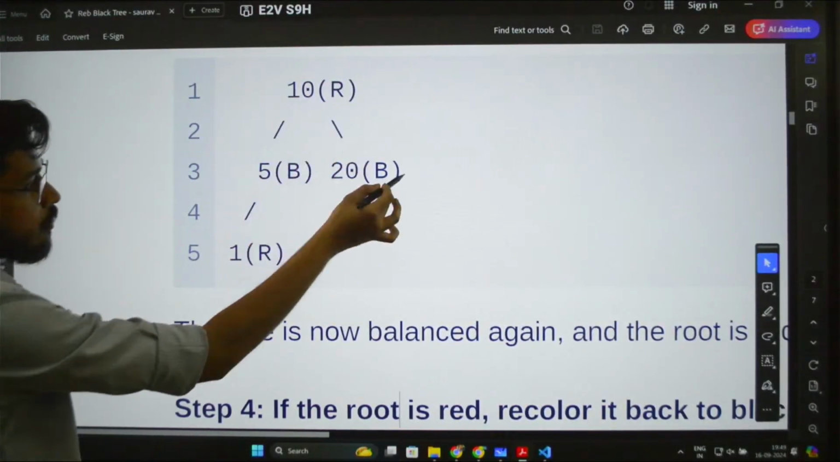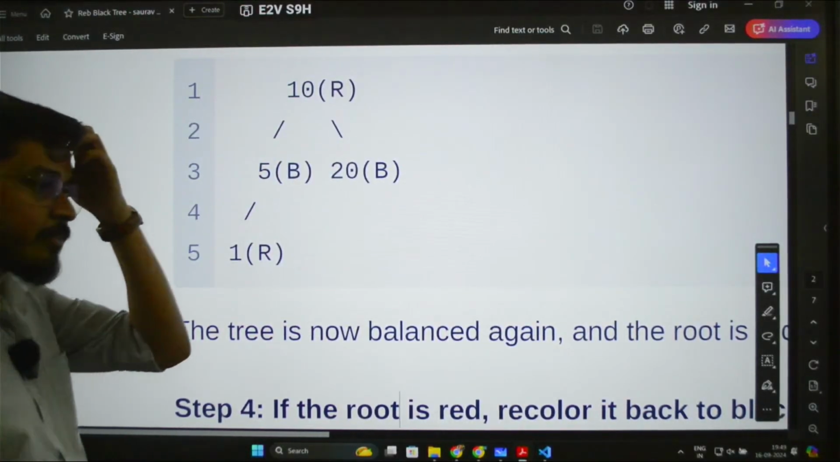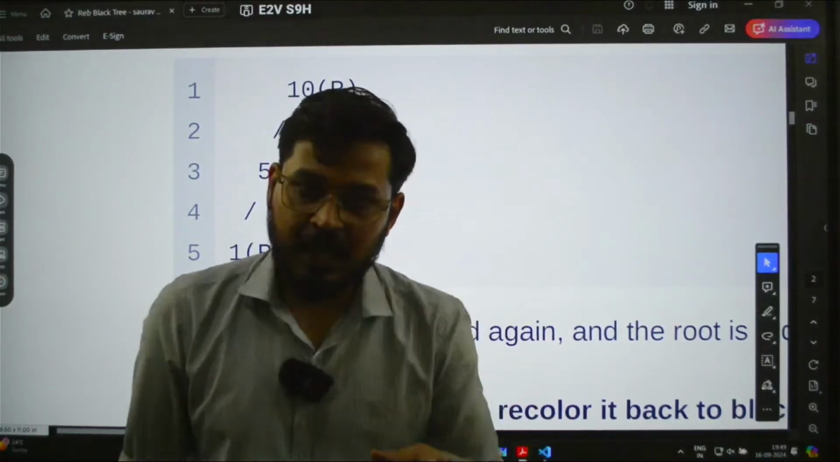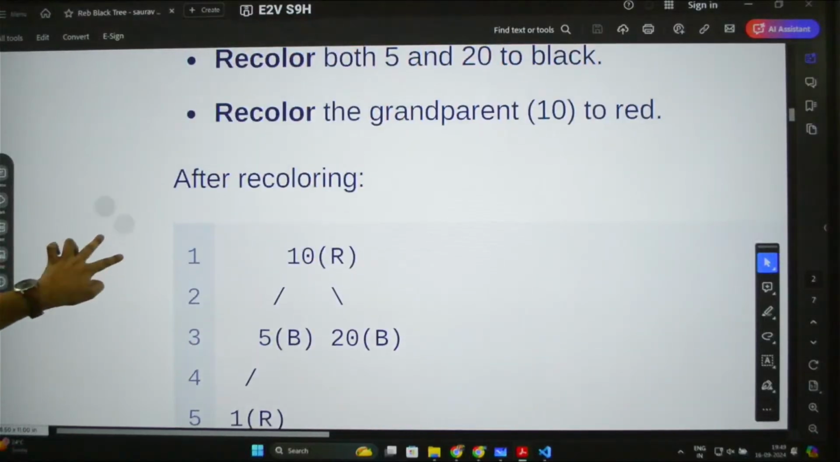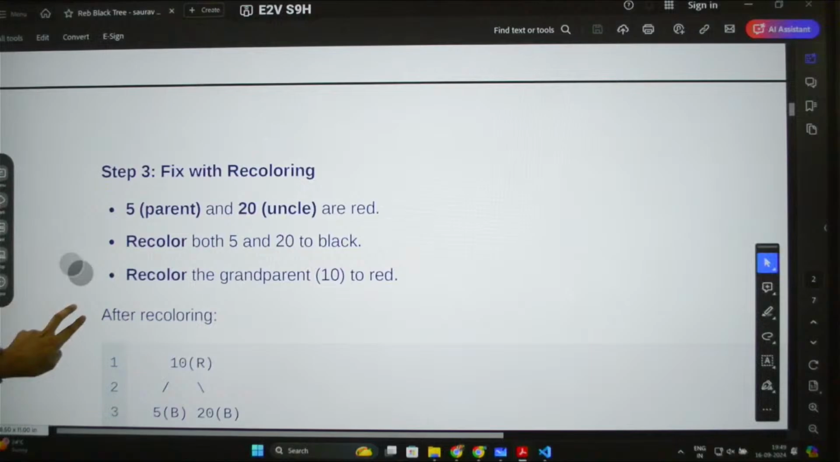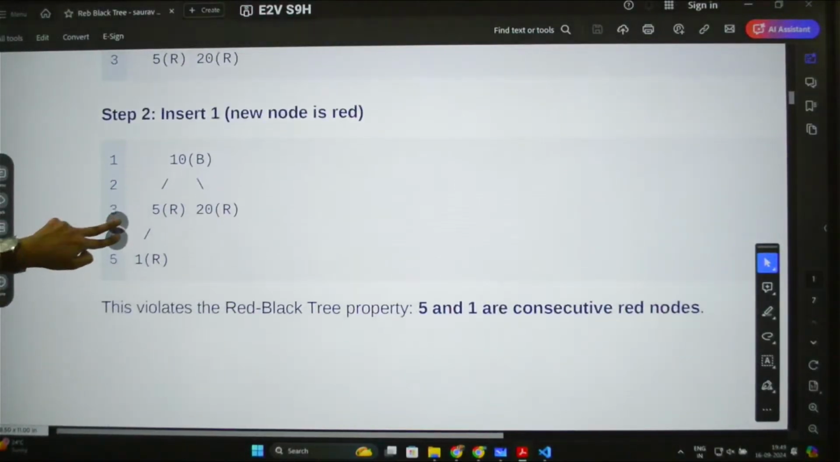So the black goes right here, and we have recolored it. There are multiple things that we can do. Either we can do recoloring, or we can do shifting, or things like that can easily happen. Okay, so this is how you do it.